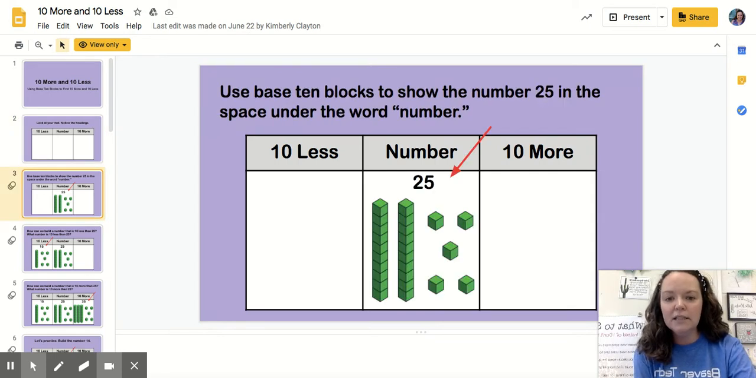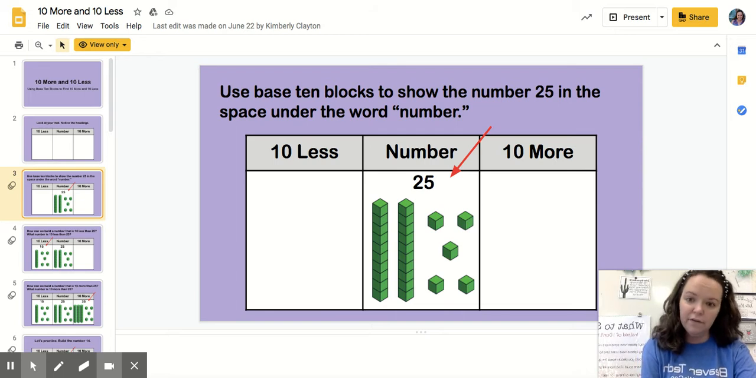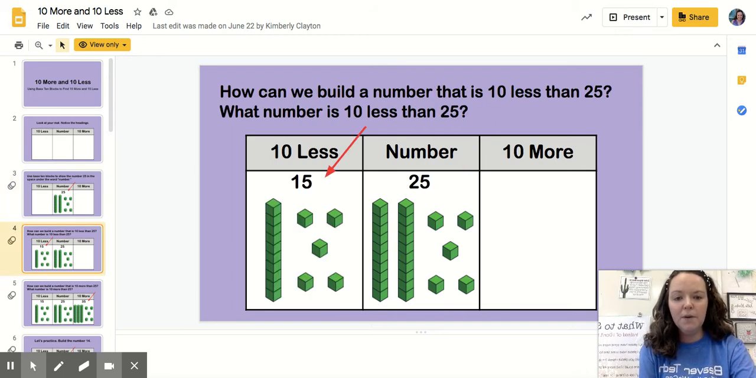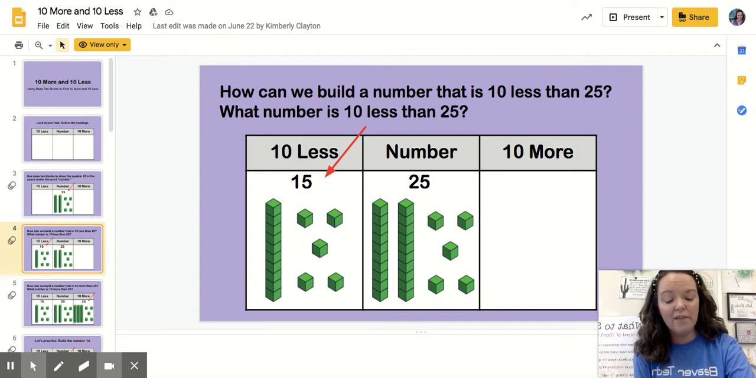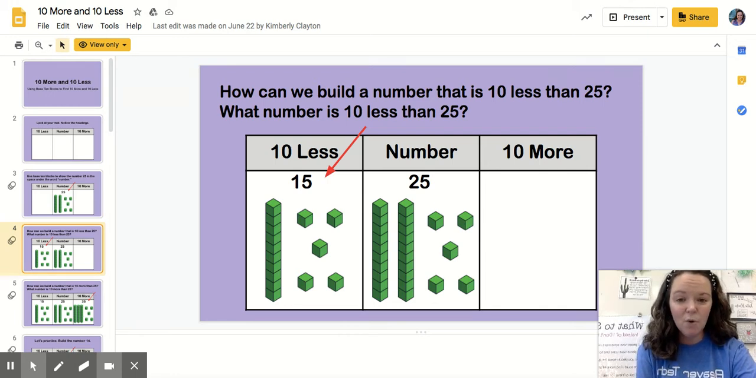All right, so looking at this slide, they gave us the number 25 right here in the middle, okay? So we have two 10s, which is 20, and then 5 1s, which is 5, so 25. Now we've got to figure out what's 10 less than 25 and what's 10 more than 25. All right, so here we build a number that's 10 less. And what I noticed here is that in our middle number we have two groups of 10, but in our smaller number, our 10 less, we only have one group of 10. So what we did is we took a group of 10 away, and now instead of our number being 25, we're at 15. So we have one group of 10 and 5 1s. So 15 is 10 less than 25.